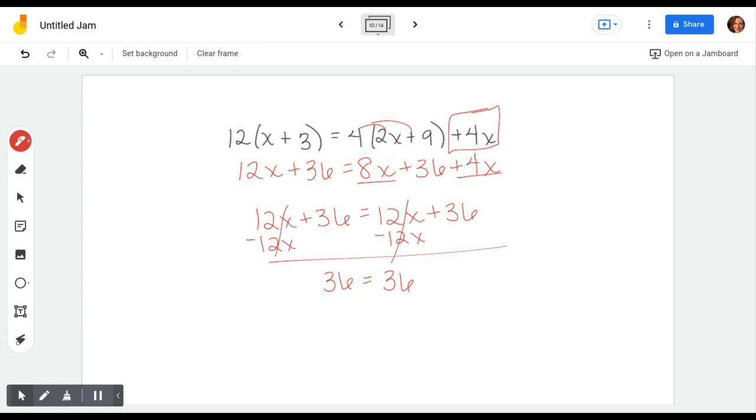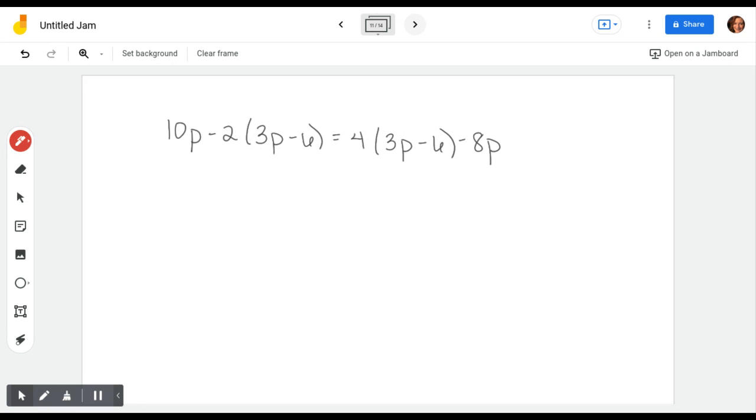So because it comes out to be something that's always true, that means I've got an infinite number of possibilities for my answer. So the proper way to write that, unless you're with a different teacher who wants it written differently, it's all real numbers. For me, you can shorten it and say all reals. Any real number can go in for your variable, and that equation is going to work out just fine.